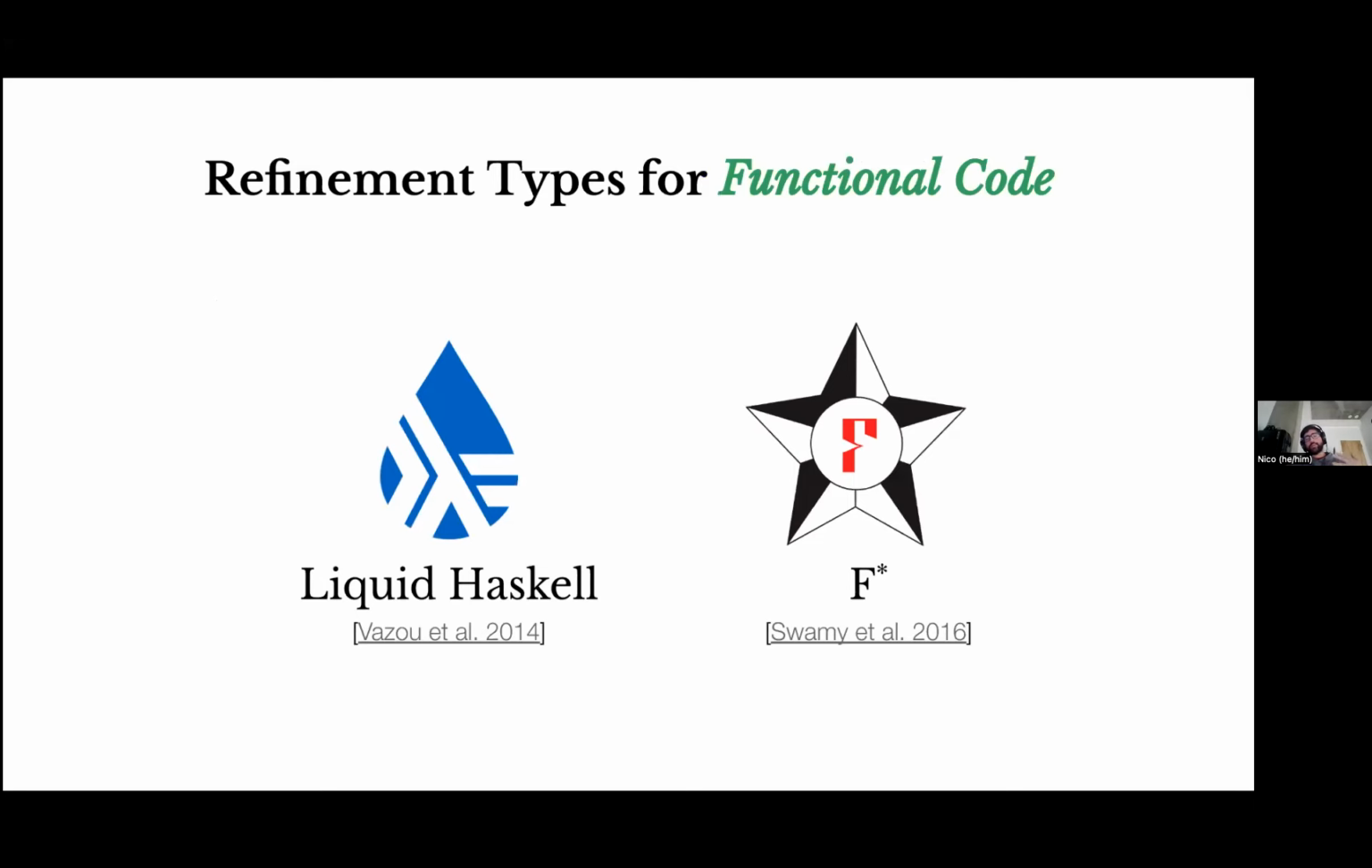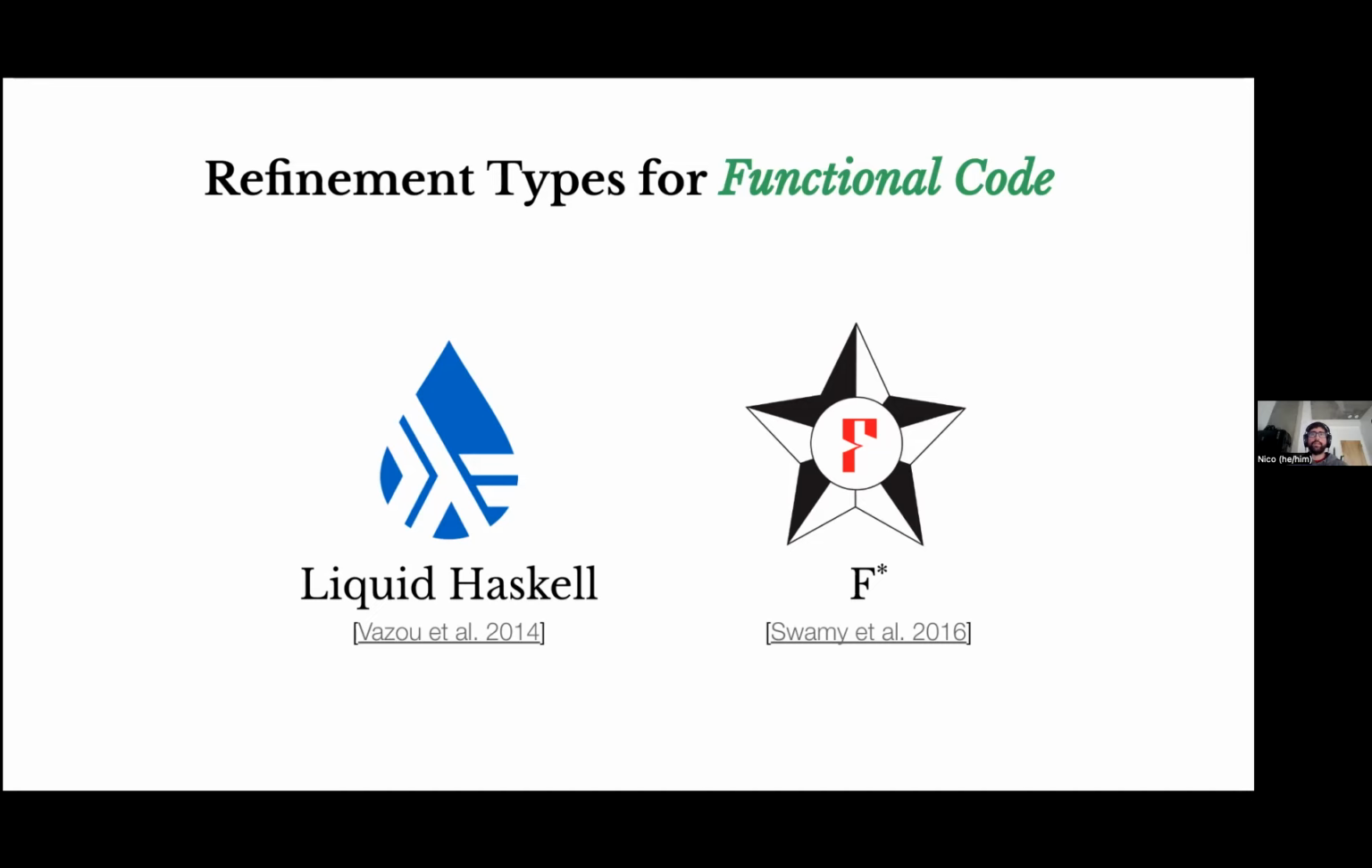Refinement types, I think it's safe to say, have been fairly successful in the functional world. Two examples of successful uses of refinement types are Liquid Haskell and F#, and they've been used to verify a variety of properties.